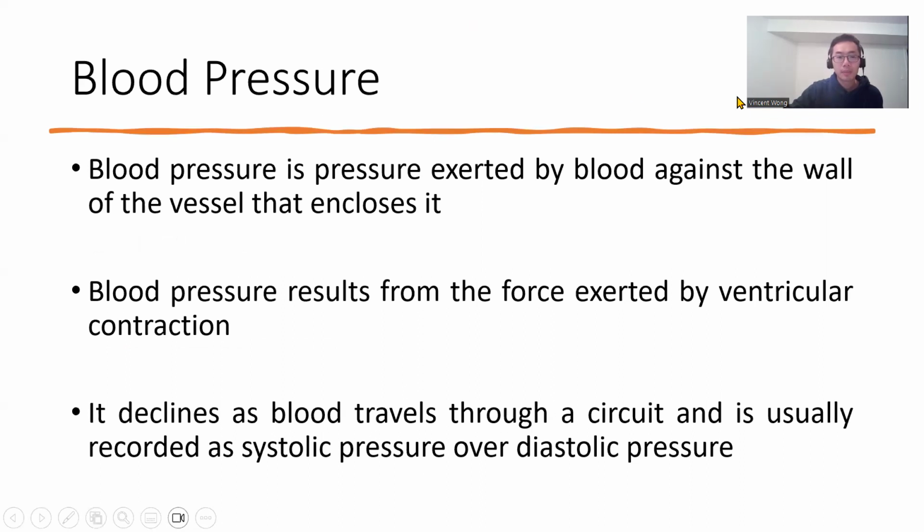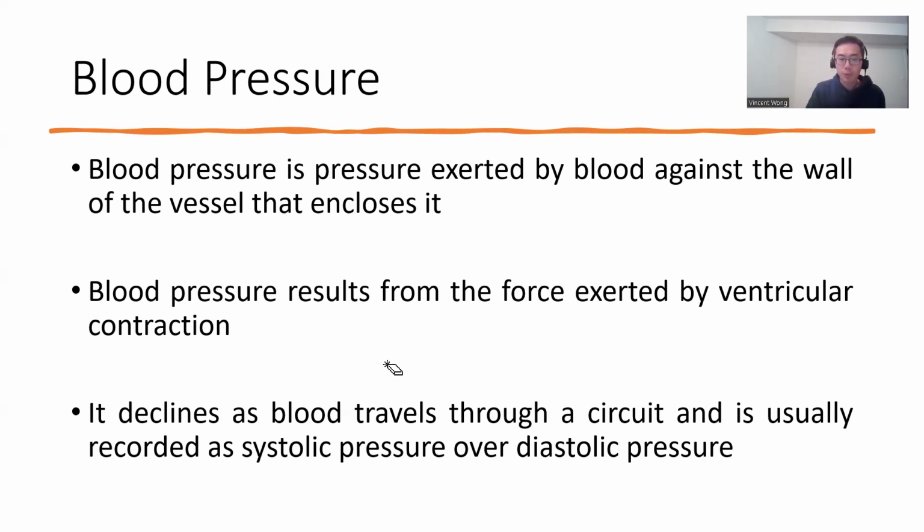Let's talk more about blood pressure. We already know blood pressure is the pressure exerted by blood against the wall of the vessels. The more blood you have, the greater the force, the higher the blood pressure. We also know that the blood pressure is going to drop as it moves further and further away from the heart. And really, when the ventricle contracts, that's what's creating that blood pressure initially.